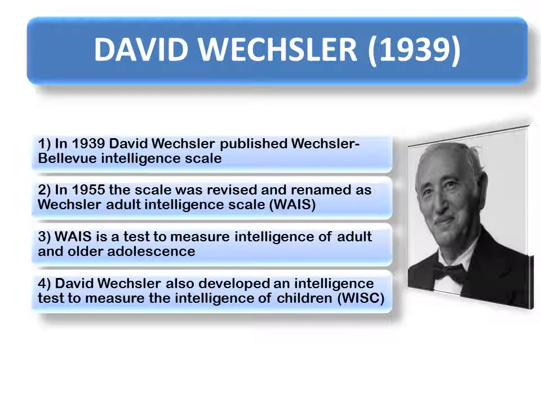David Wechsler. One, in 1939, David Wechsler published the Wechsler-Bellevue Intelligence Scale. Second, in 1955, this scale was revised and renamed as the Wechsler Adult Intelligence Scale, WAIS. Third, WAIS is a test to measure the intelligence of adults and older adolescents. Fourth, David Wechsler also developed an intelligence test to measure the intelligence of children, known as WISC.